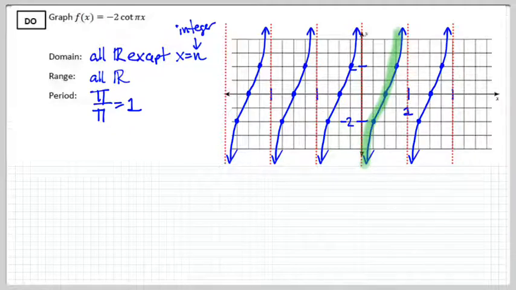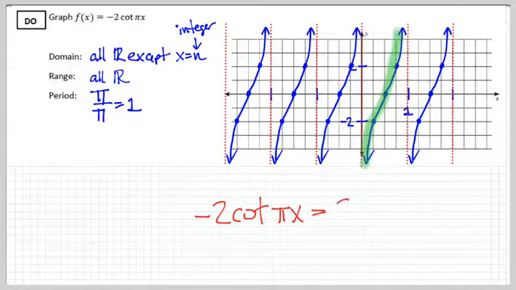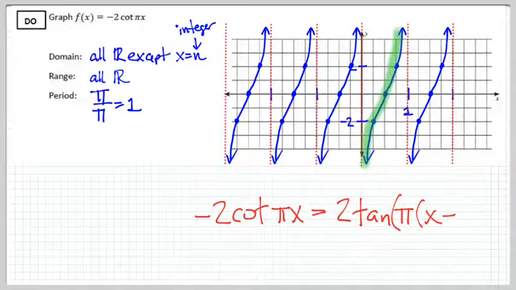This is a tangent graph, actually. We could call this a tangent graph that has been right shifted over by 1/2. So interestingly enough, we could say negative 2 cotangent pi x is the same as 2 times tangent pi times (x minus 1/2), where we shifted this over by 1/2. These would be equivalent because now this looks like an increasing function. This negative cotangent looks like an increasing function, which is our tangent function.